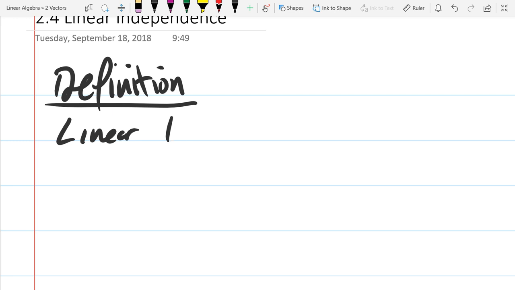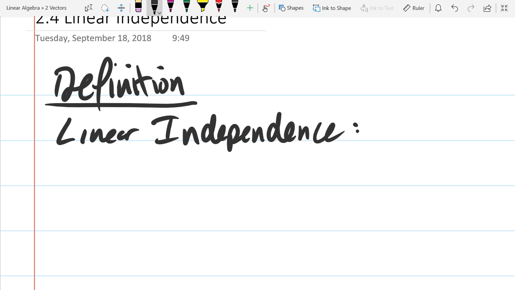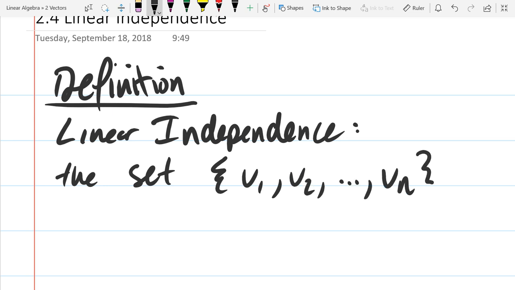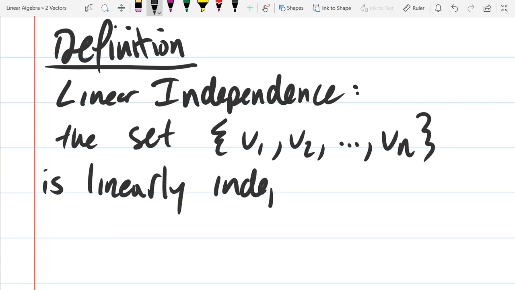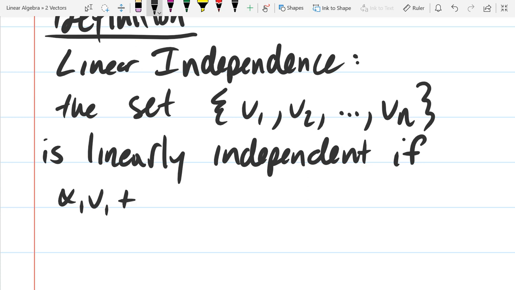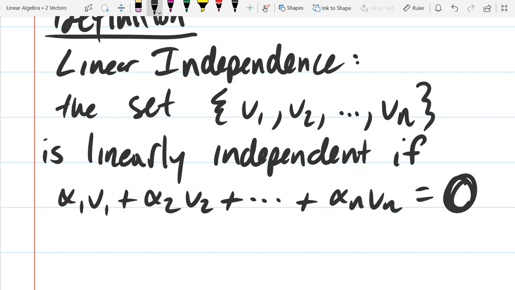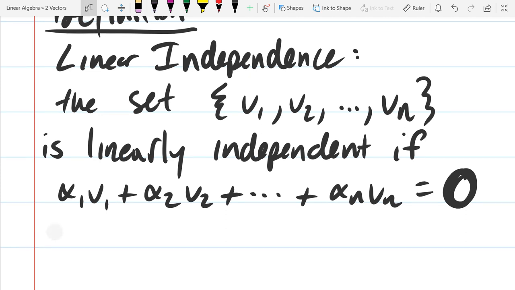Let's go with a definition for linear independence. So we're going to start with n vectors, v1, v2, dot, dot, dot, vn. So the set is linearly independent if alpha 1 v1 plus alpha 2 v2 plus dot dot dot alpha n vn, so if this linear combination equals 0, has only the trivial solution.